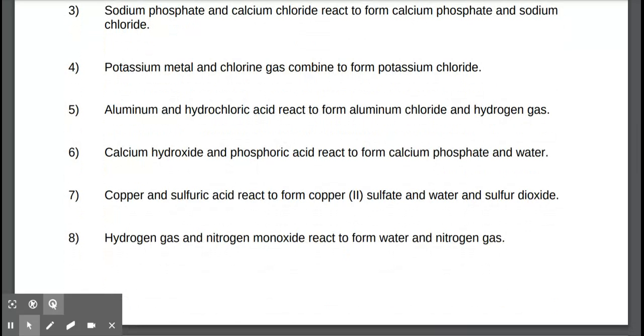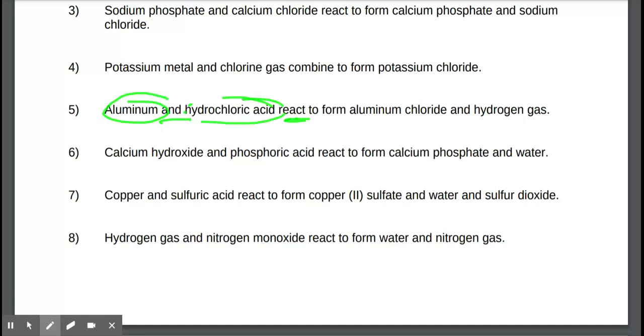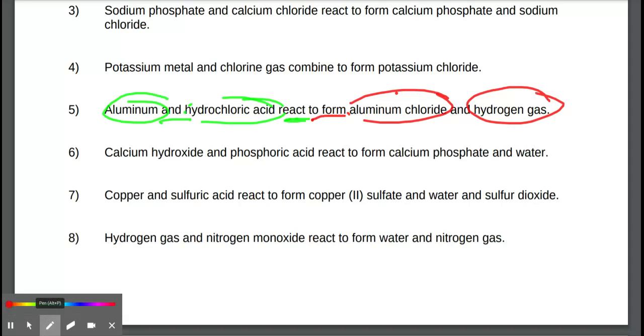We're going to do number 5. Let's actually do number 5. So aluminum and hydrochloric acid react. Okay, so aluminum and hydrochloric acid react to form aluminum chloride and hydrogen gas. That's kind of weird. Hydrogen gas, I don't know how you write that. How do you write that? Well, let's just walk through it.